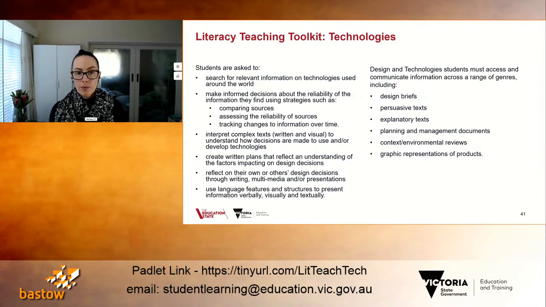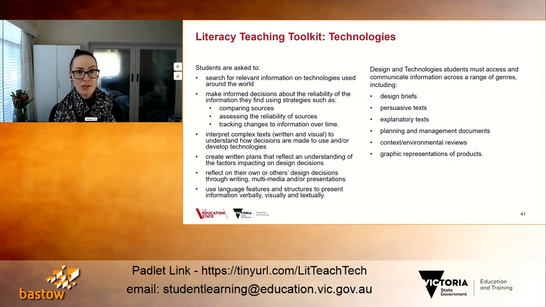On the right-hand side, design and technology students must access and communicate information from some of these genres. You think design briefs, persuasive texts, explanatory texts, planning and management documents.